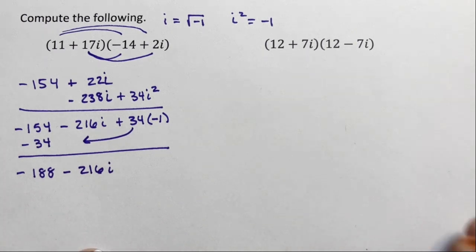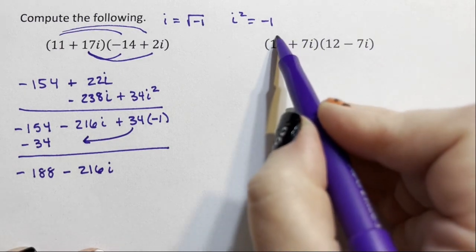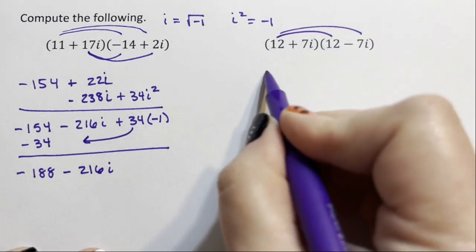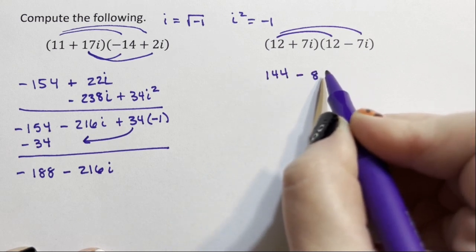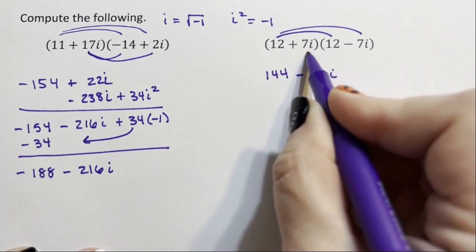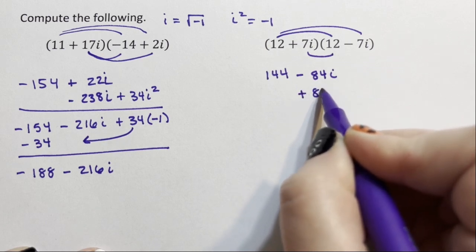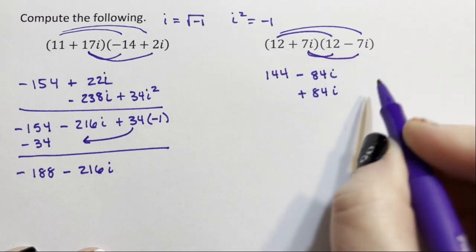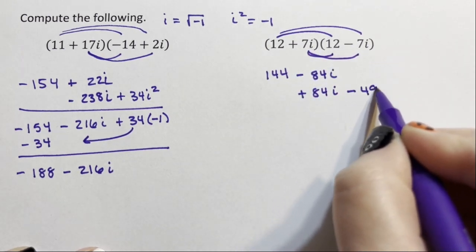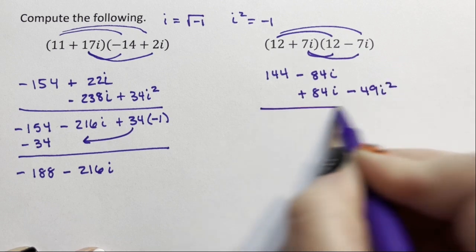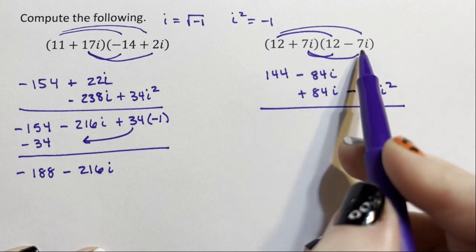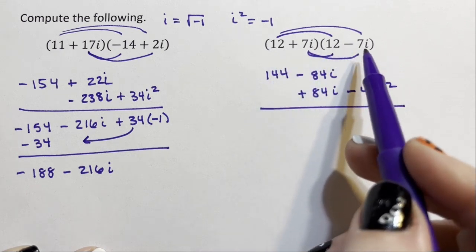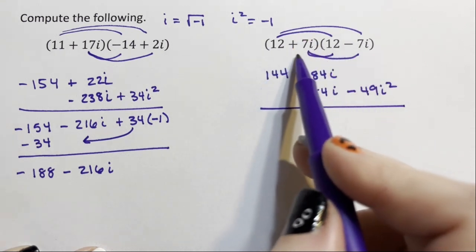Mix, repeat. Distributive property. 144 minus 84i plus 84i minus 49i squared. This right here, these are complex conjugates, and it's what we use when there's an imaginary part in the denominator of a fraction.